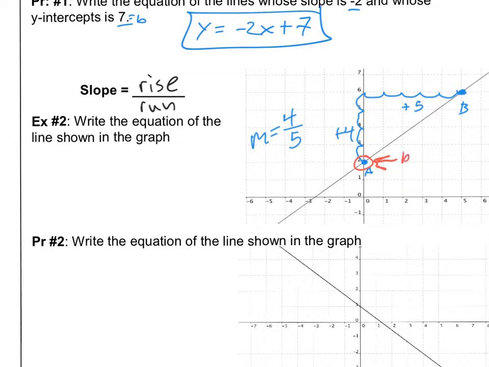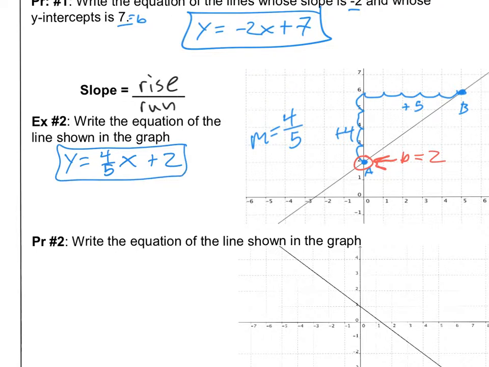So that is the b value, the little b, and that's 2. So I have everything I need to write my equation now. I could say y equals m. M is 4/5 x plus my b value, which is +2. So I'm just going to say +2.